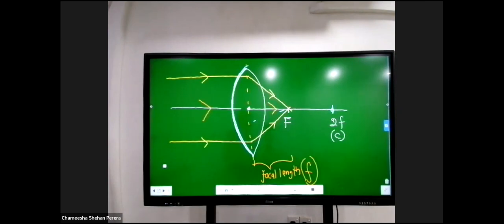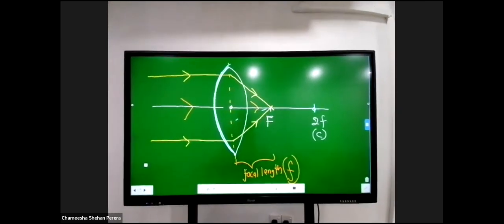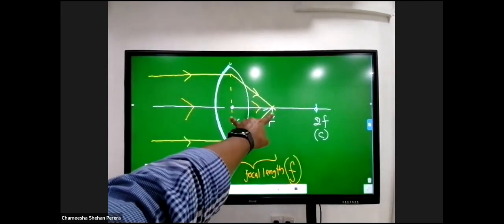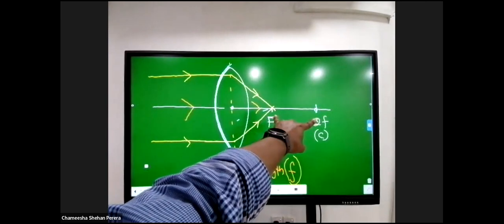Convex lenses are converging lenses. Convex lenses are converging lenses. Keep it in your mind. If you take 2 centimeters here, you need to take 2 centimeters here too. Okay, right, go for it quickly.